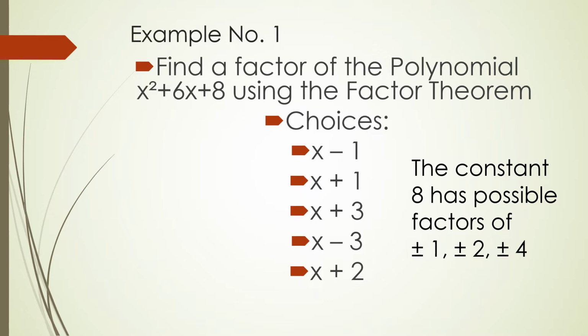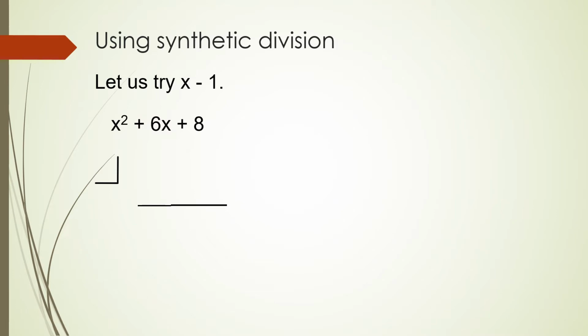But then, according to the rule that I stated a while ago, the highest exponent here is 2. So that means we are only looking for 2 correct factors. Then the possible factors are 1, 2, 4, but on the choices, there are 3. So in short, you already have a clue on which among these 5 are correct and which are not. So let us use synthetic division.